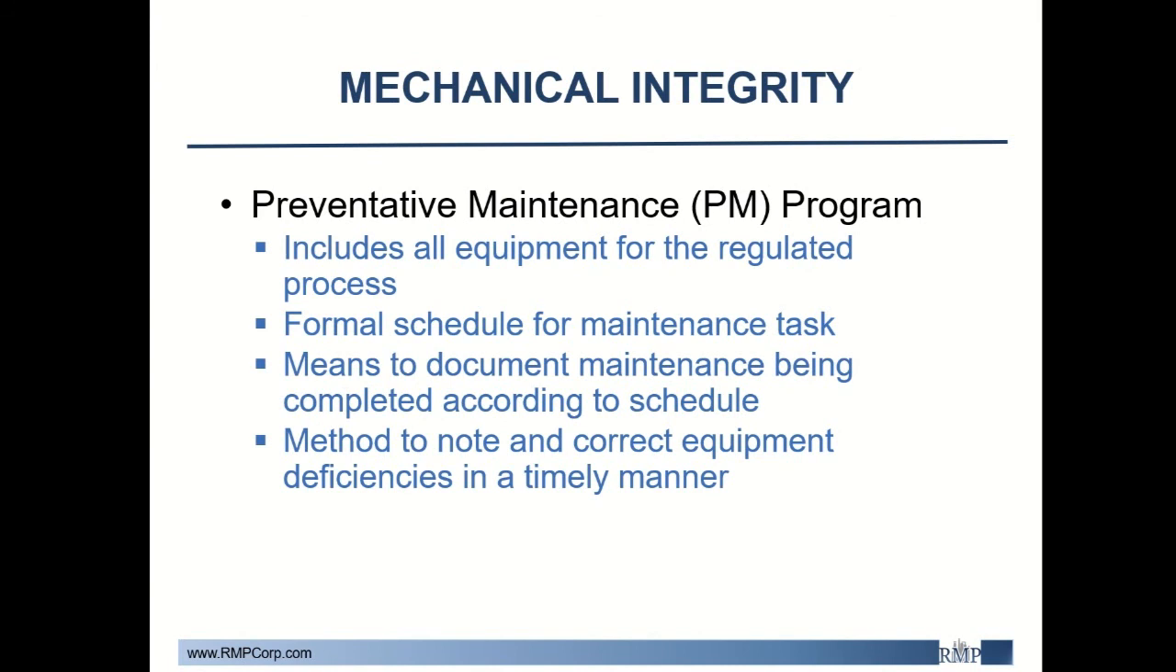So for the mechanical integrity, you want to make sure that there's a preventative maintenance program in place, and it includes all equipment associated with the regulated process. You also want to make sure that there's a formal schedule for maintaining the equipment, and any means used to document the maintenance is being completed as part of the schedule. You also want to make sure that there's a method used to correct any equipment deficiencies and make sure that it's done in a timely manner.